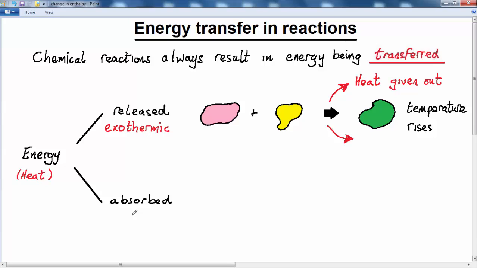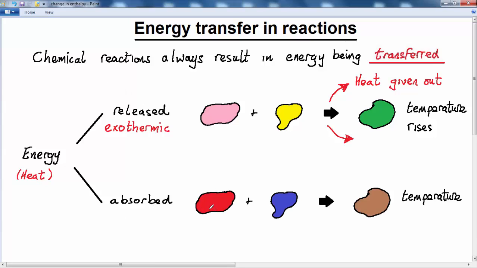And the other type of reaction that can take place is where heat is absorbed. Okay, so we've got some substance here reacting with another substance, forming a new substance. This time, as the reaction takes place, heat is absorbed. So we'll represent that with arrows like this. Heat is being taken in from the surroundings as the reaction takes place.